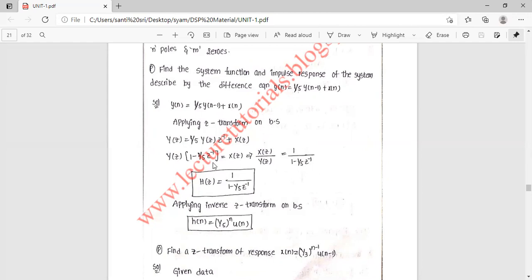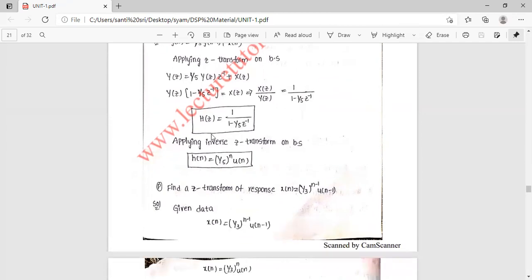So this is the system function, H of z is equal to 1 by 1 minus 1 by 5 into z power minus 1. By applying the inverse z transform on both sides, we will get the original signal h of n equal to 1 by 5 whole power n into u of n. Okay, so like this, you can find out the system function.